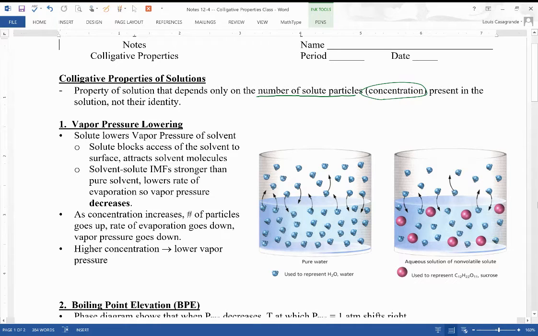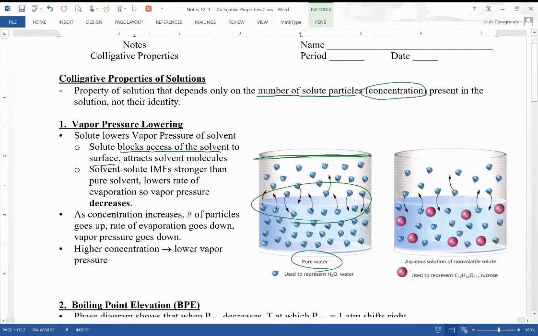Here's how that works. The solute in solution, so here's pure water on the left, and pure water, we have, as we remember back before, the vapor pressure happens when the rate of evaporation is equal to the rate of condensation. And if this is a closed system, so let's put a lid on this, then we build up that pressure where the two processes become equal in rate. And that's where we have the vapor pressure, the equilibrium vapor pressure. Now, what happens to the solution is that the solute blocks access of the solvent to the surface.